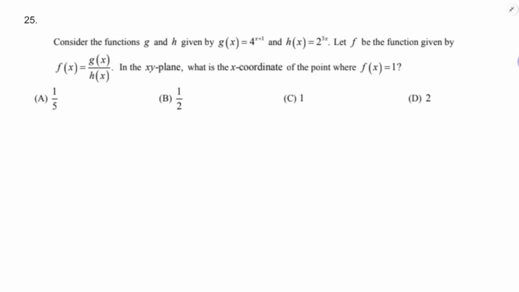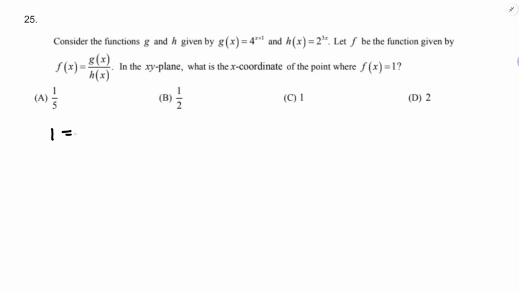Alright, now we're going to think about these two exponential functions, and f is the ratio of them. What is the x-coordinate of the point where f of x equals 1? Interesting. Well, if the ratio of them equals 1, then they're just the same thing. They'd oftentimes ask you where the two graphs intersect, and this is equivalent to that, but it's not exactly the same. Alright, whatever.